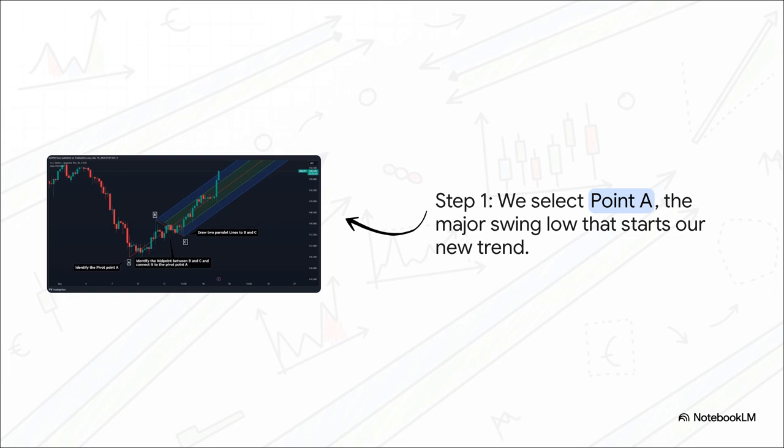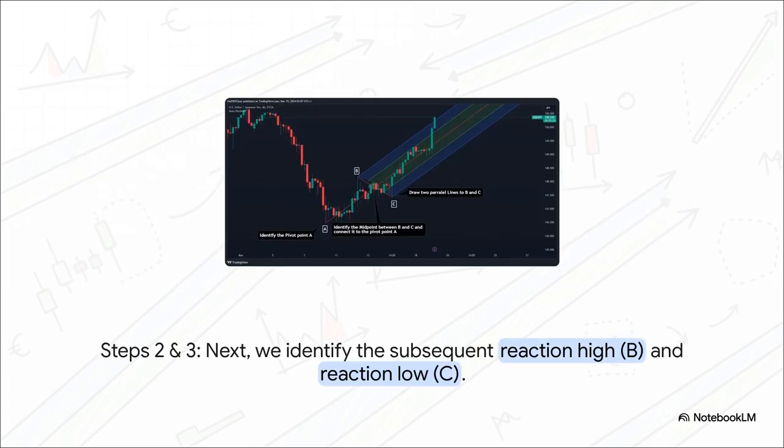This is that significant low that really kicks off the move we want to analyze. This one point becomes the anchor for the entire channel. From that point, price rallies up to a peak. Boom, that's our point B. Then it pulls back to a low, and there's our point C.